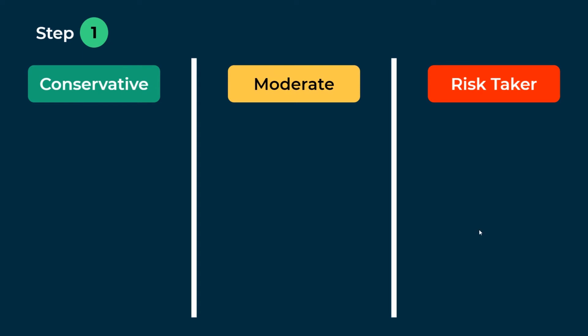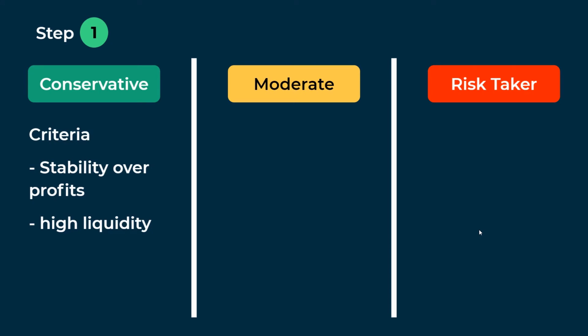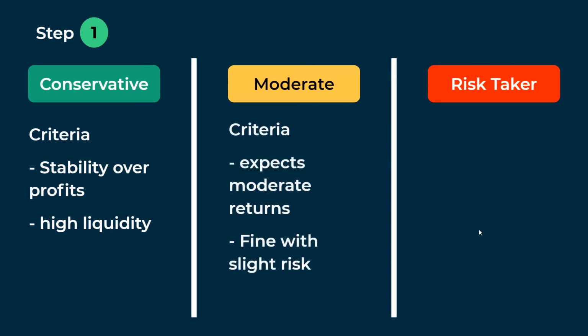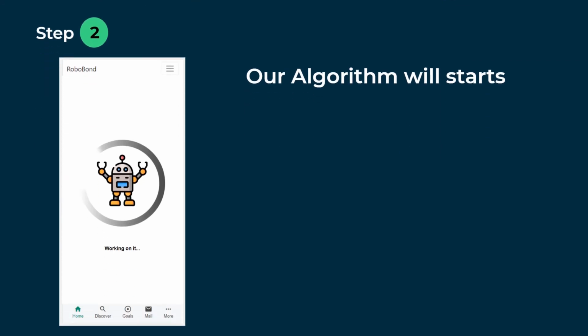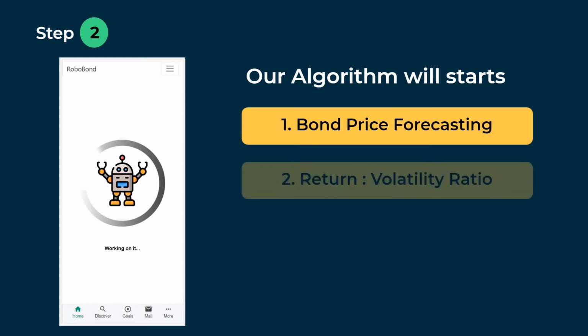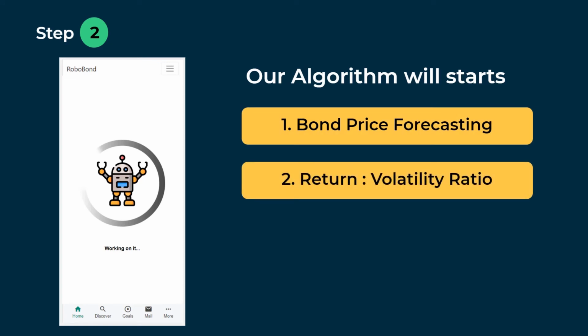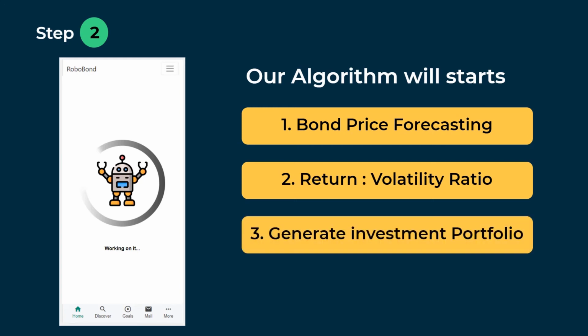For a conservative investor, our app will focus on stability over profits. For a moderate investor, our app will focus on creating a moderate amount of returns. And for the risk taker, our app will focus on a portfolio that has high profits but also comes with high risk. After getting the necessary information, our algorithm will start to forecast the bond price. Based on the bond price, it will calculate the return to volatility ratio. And then, based on that ratio, it will generate an investment portfolio that has the top 5 bonds to invest in.